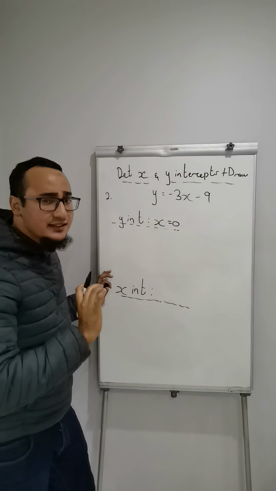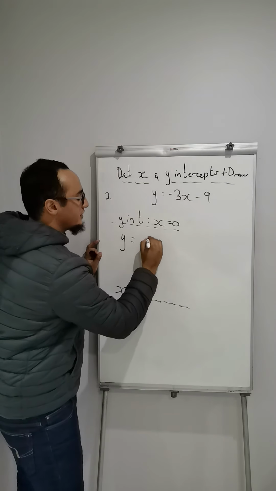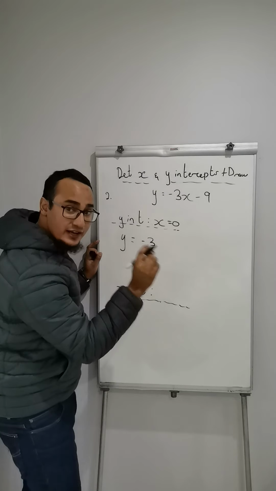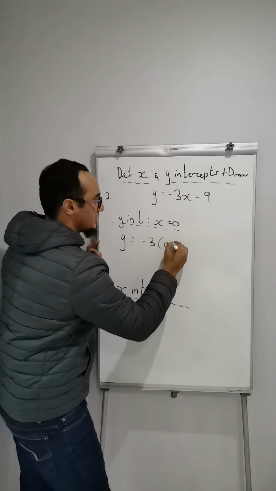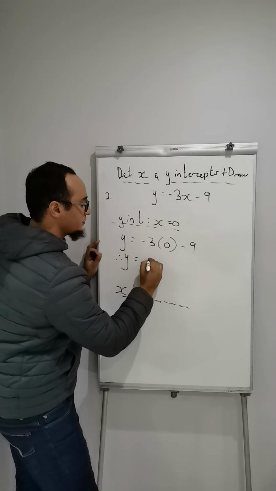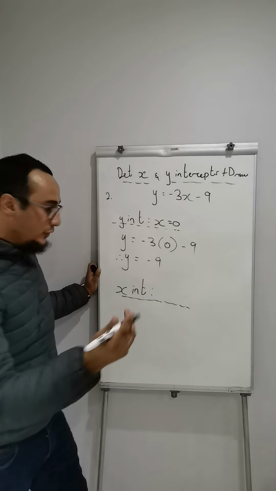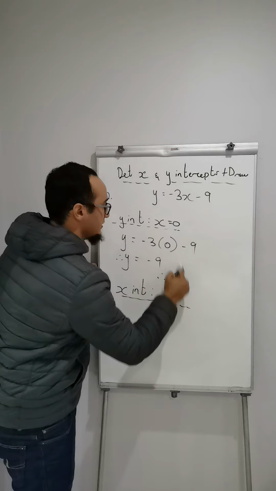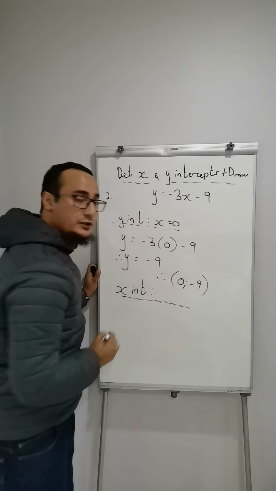I'll do exactly the same thing over here. So y is equal to negative 3x. What's the value of x in the y-intercept? 0, minus 9, and therefore y is going to be equal to negative 9. But what's my coordinate, or my point? It will be 0 and negative 9.